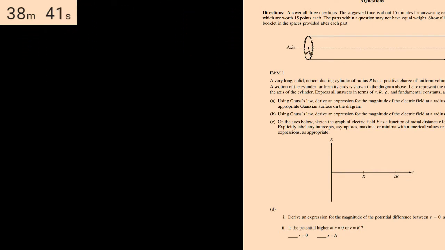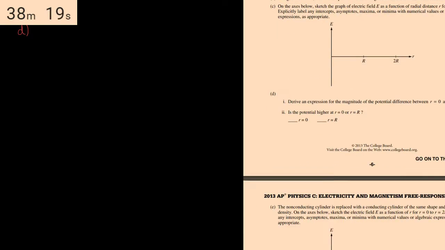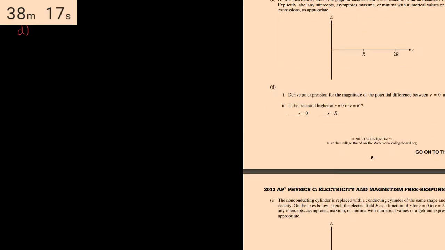Now, we're going to derive an expression for the magnitude of the potential difference between r equals 0 and r equals big R. So this is part D now. I don't know how much of this is going to be occluded by the timer. I wonder, are we good? Yeah, okay, we're good. So if we go here now, let me scroll down more so you guys can definitely see this. We're in part D I.